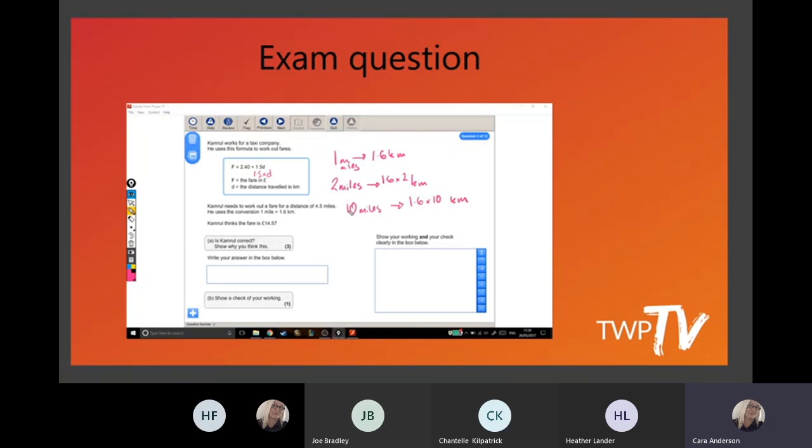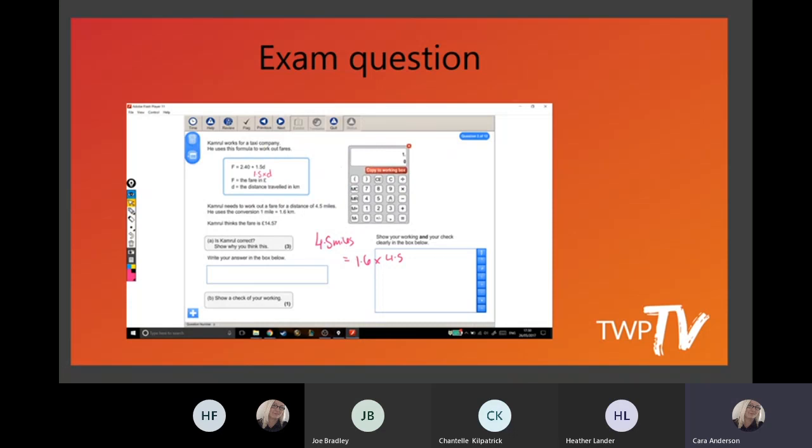But we don't have 2 miles, we don't have 10 miles, we have 4.5 miles. So all I need to do, to find 4.5 miles, is to do 1.6 times 4.5. Another way of thinking about it is that each one of these 4.5 miles has 1.6 kilometres in it. So 1.6, 4.5 times. Let's see what that gives us. Let's get rid of some of this. Give me some space. Okie dokie. Good.